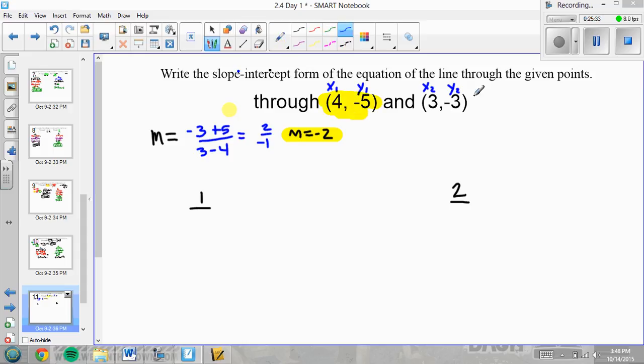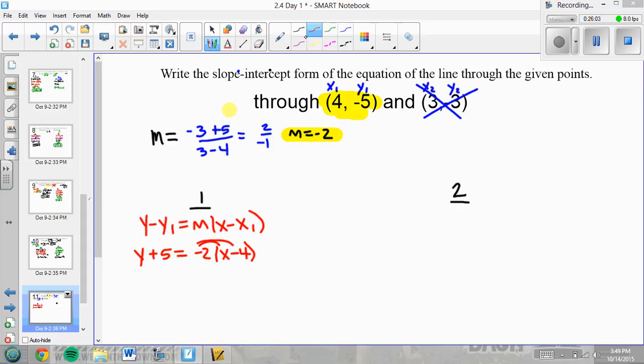So again, once you pick a point, if it helps, cross off the point we're not using anymore so you don't get confused. So if you chose the first method using point slope, you have y minus y1 equals m times x minus x1. So y minus my y1, which is negative 5, becomes a plus, equals negative 2 times x minus 4. So now we can distribute. We get y plus 5 equals negative 2x.